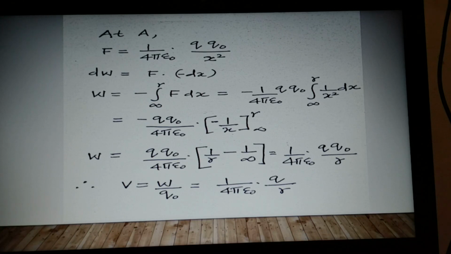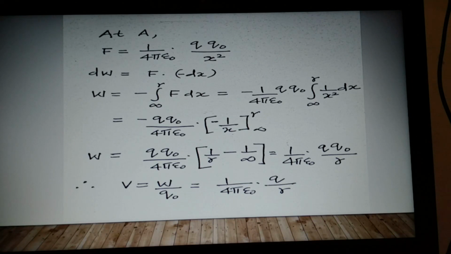It is not the potential, because by the definition, potential is the work required to bring unit positive charge from infinity to that particular point. To find out the potential from W, what to do? You have to divide W by Q0. You can remember the definition that we have already mentioned: W is equal to delta V into Q0, where delta V is the potential difference. The same we have used here.